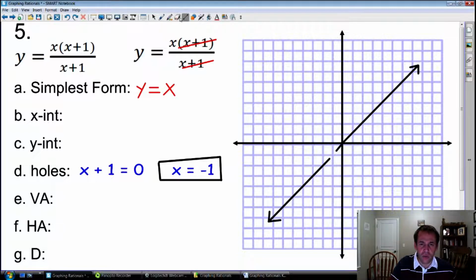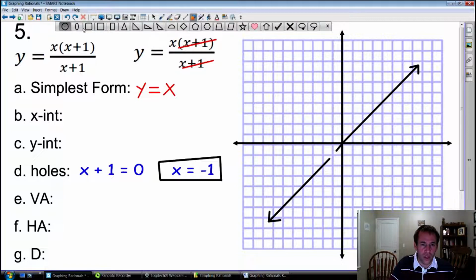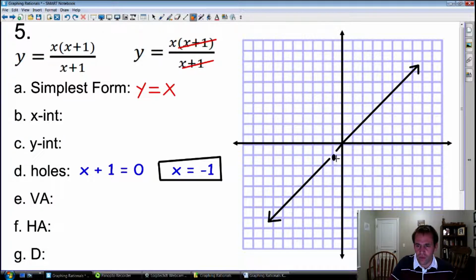Okay, so then we'll go ahead and put in a hole there. Let's try using this one. I've never really used this before. Cool. Look at that hole right there. Okay, so we have a hole at x equals -1. Not an asymptote, we have a hole. And do you see any asymptotes anywhere? It goes on forever, below and above. It's just a line, isn't it? It doesn't curve and approach a number with an asymptote.